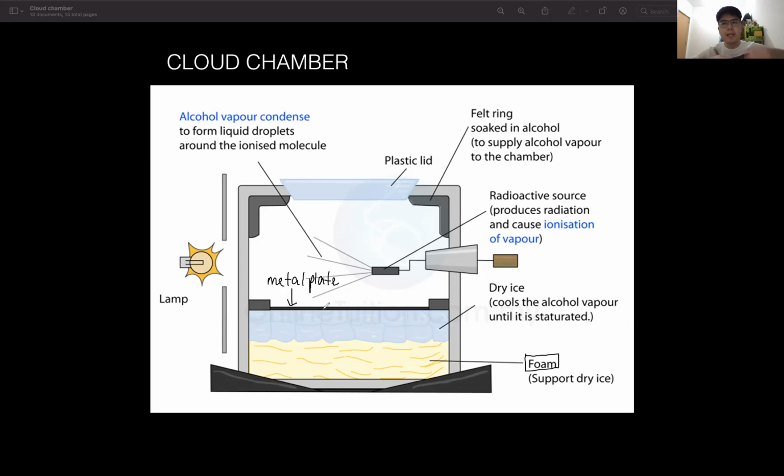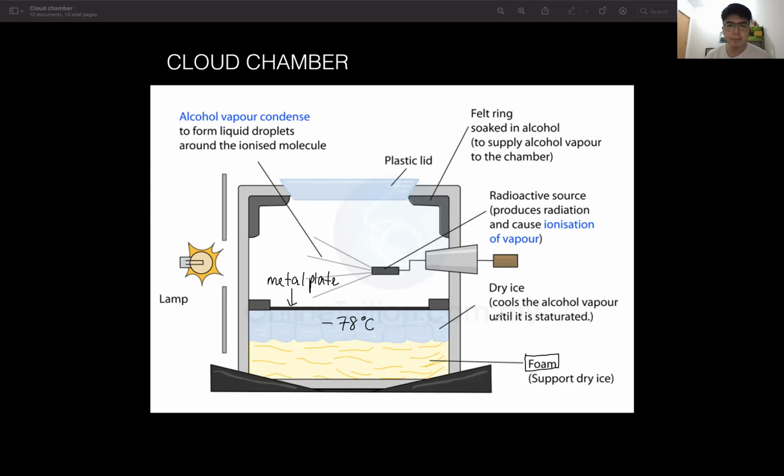And just below the metal plate, the dry ice is touching it, so it's cooling the metal plate. This dry ice is at a very, very low temperature, about -78 degrees Celsius. So the foam is used to support the dry ice. And what is the dry ice used for? The dry ice is used to cool the alcohol vapor until it is saturated.